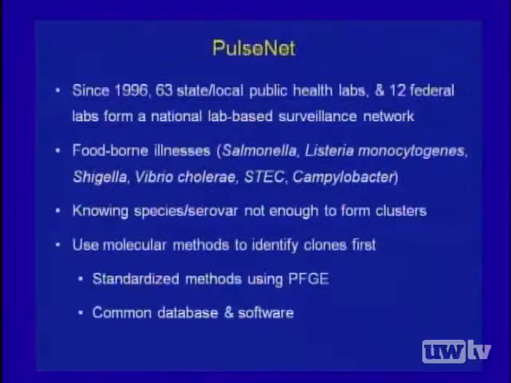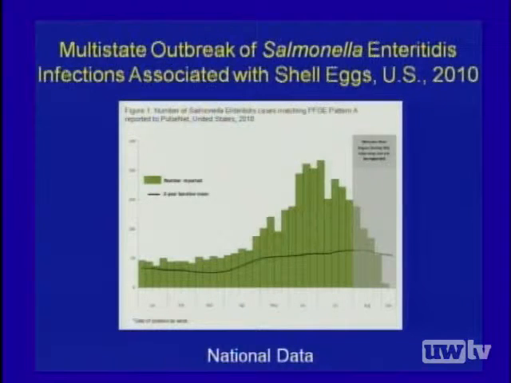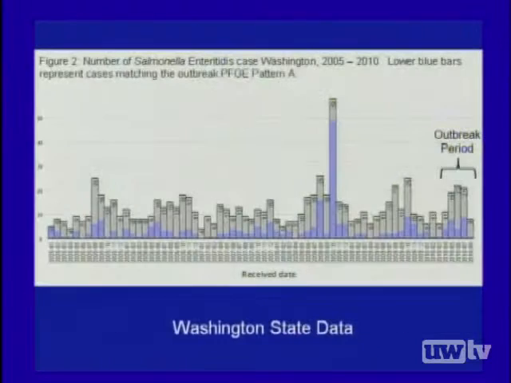As I said, these are standardized methods for performing them that are done in all 75 of these laboratories, and standardized software. So here's the way that we applied it. This is a federal national map, or a national epi curve, showing the number of cases that have a particular PFGE pattern A that was reported by PulseNet in 2010. And you can see the 4-fold increase that I mentioned.